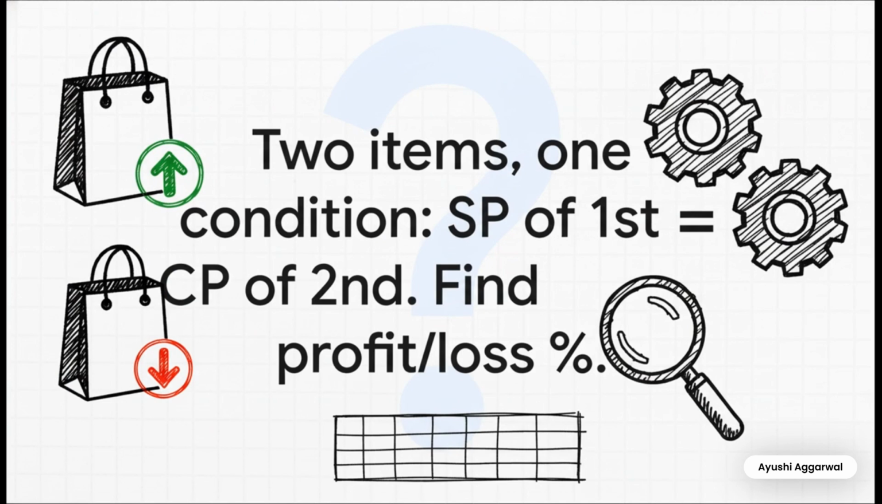Okay, take a deep breath because this one looks a little intimidating, right? You've got two items, one sold for a profit, the other for a loss. And there's this weird condition connecting them. The selling price of the first is the same as the cost price of the second. Whew, but don't panic. We're going to use a simple table to make it all make sense.